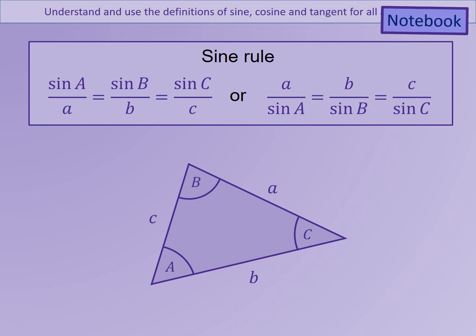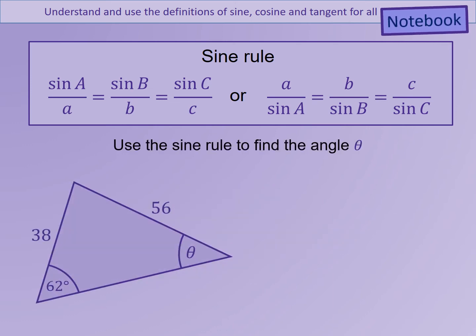The reason why we generally have two versions is because it's much easier to solve an equation if the unknown is at the top, and therefore that is why if I'm trying to work out an angle, I would use the left-hand side version, and if it's the length of the side that I'm trying to find, I would use the right-hand side version.